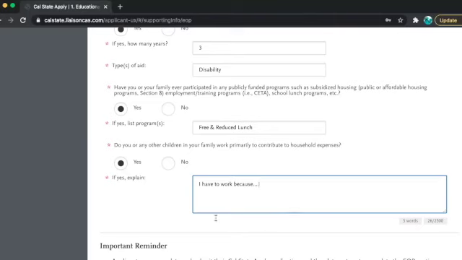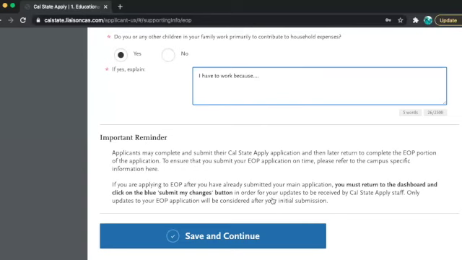But when you're writing, be as detailed as possible. Say why you have to work, what you contribute to in the household as far as expenses, and how many hours you're working a week. That way they have a better idea as to where your time is going. So we're just going to submit everything together since it's all due at the same time anyway.